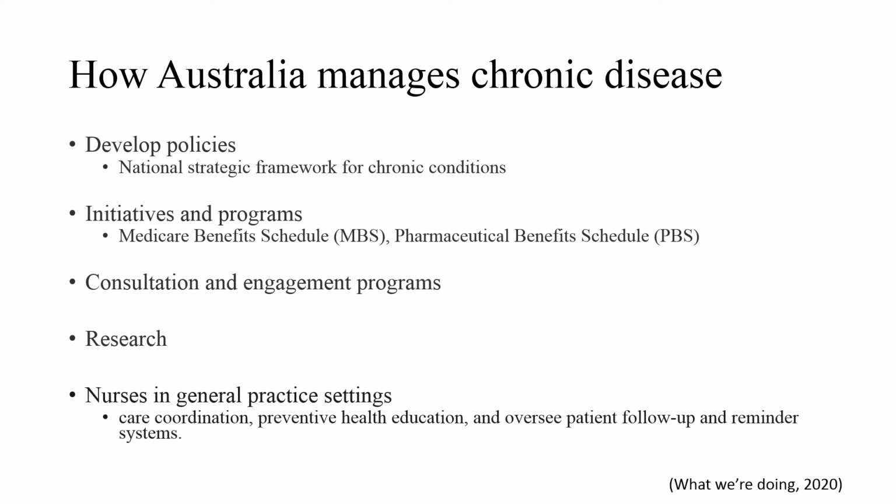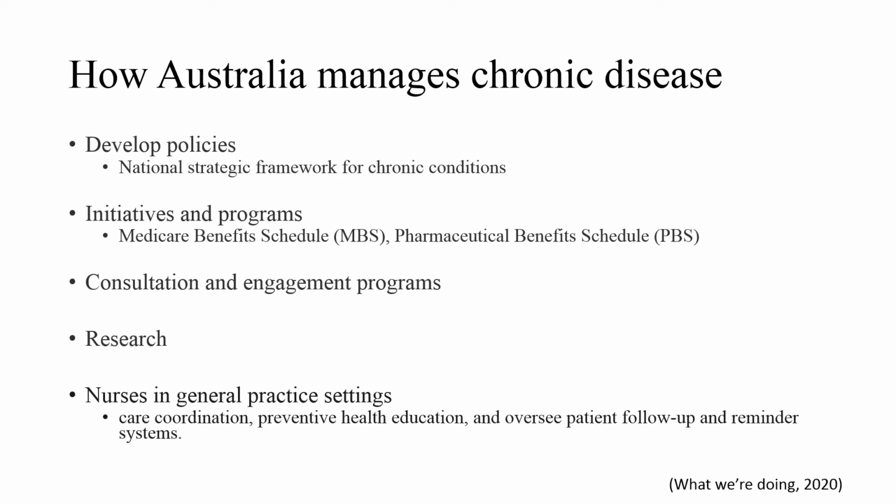Now, how does Australia manage disease? They have policies through a policy framework. So, for example, they have the National Strategic Framework for Chronic Disease, which manages and treats chronic diseases, and of course supports preventative care. They have programs, and some of the programs include the Medicare Benefits Schedule, which helps treat and manage chronic diseases. And you can see the MBS is part of the Medicare benefits.